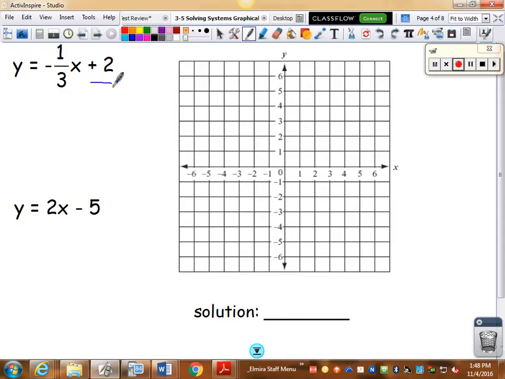Okay, so this graph starts on +2, and negative means go down 3 to the right. 1 down, 3 to the right, 1 down, 3 to the right. Go back to the center, go opposite, up 1, 3 to the left, up 1, 3 to the left. Connect, arrows, label.